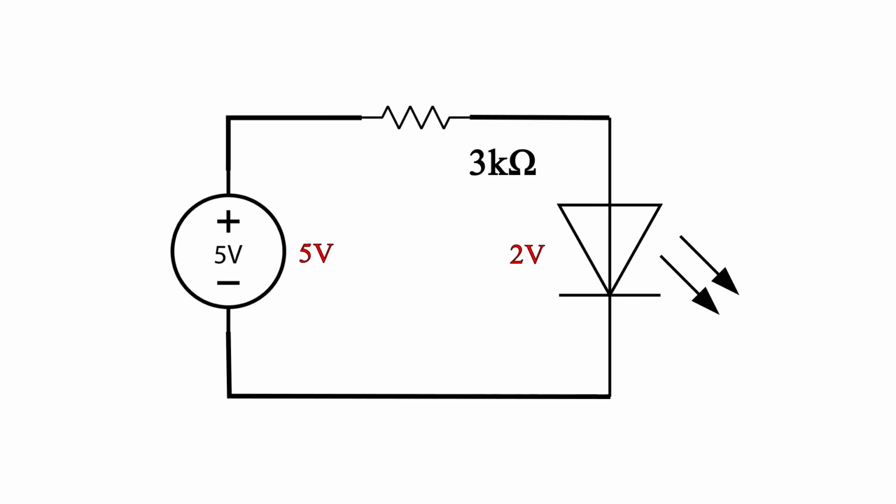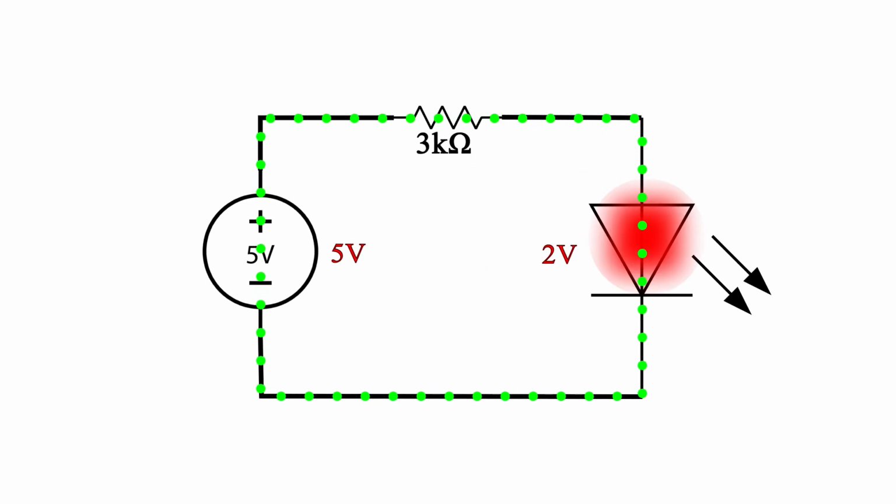Sometimes, if your calculated resistance value does not match available resistors, it's okay to go a little higher or a little lower, which will make the LED slightly dimmer or brighter, respectively. Try it for yourself. Great.